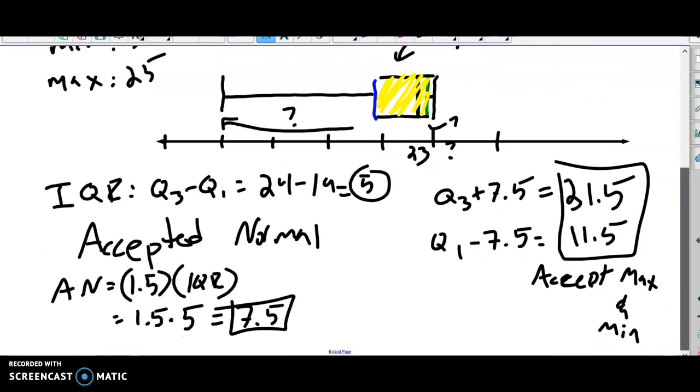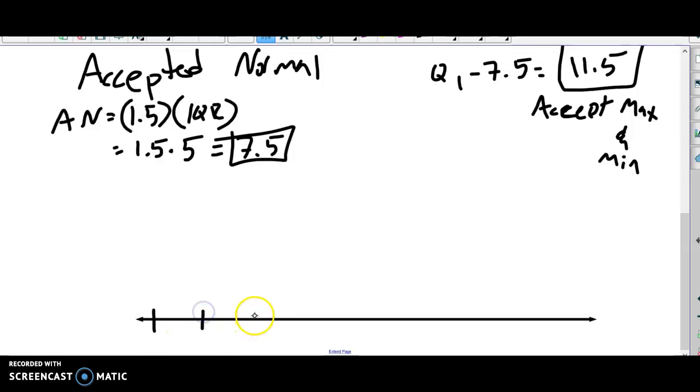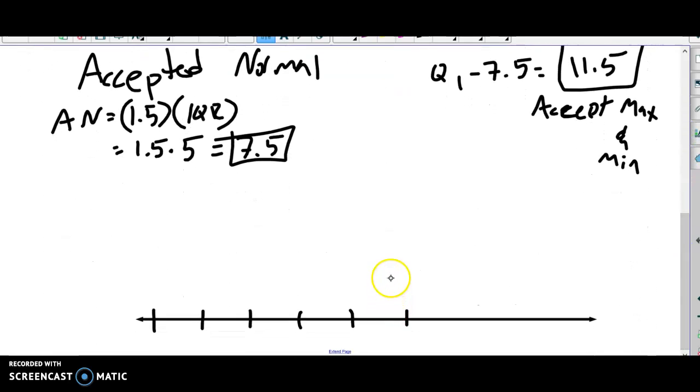If I look at making my box plot a little bit different with those values, let's say this is my line in here, and I have my 0, my 5, my 10, my 15, my 20, my 25. I have my median still. My median was at 23, and that didn't change. If this is 25, 23 is about right here. My Q3 is at 24. I have my max at 25.